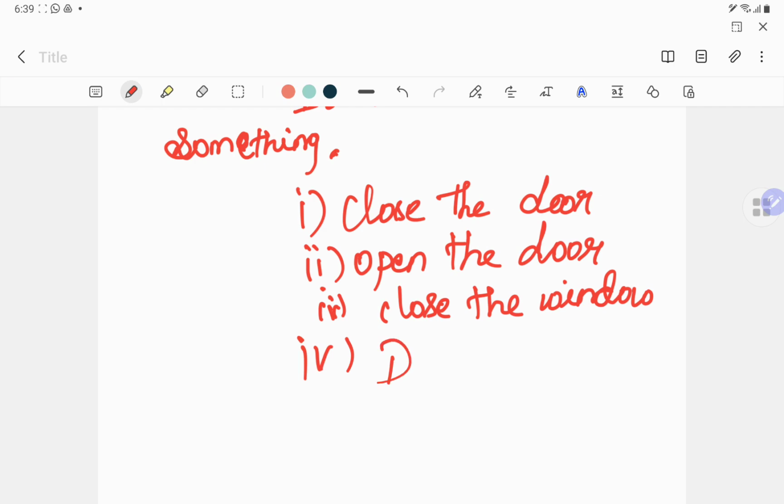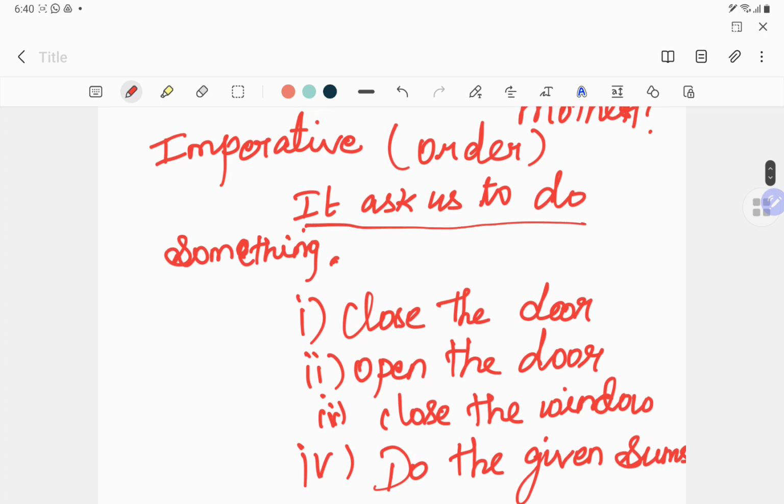Do the given sums. Do the given sums means do the given sums correctly, you have to do the sums correctly. So do the given sums is also an imperative sentence. Like that we come across imperative sentences in life. So what do we mean by imperative sentence? It asks us to do something. When someone gives us an order to do some work, that is called an imperative sentence.